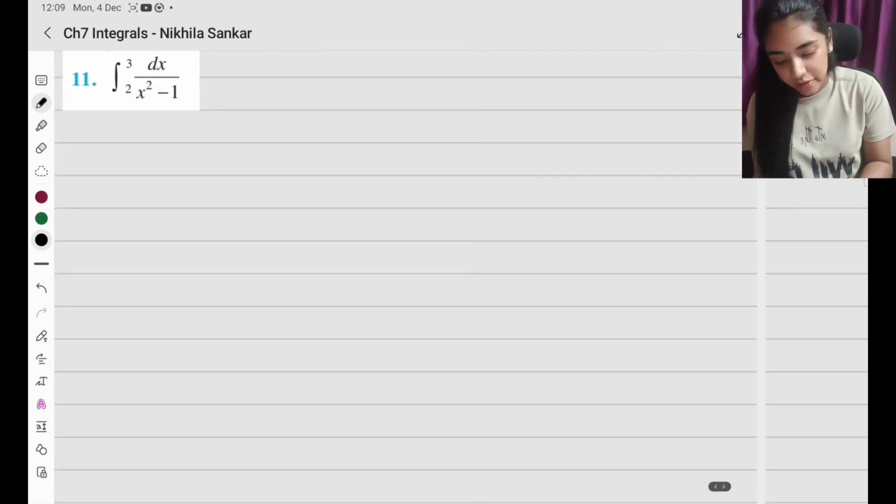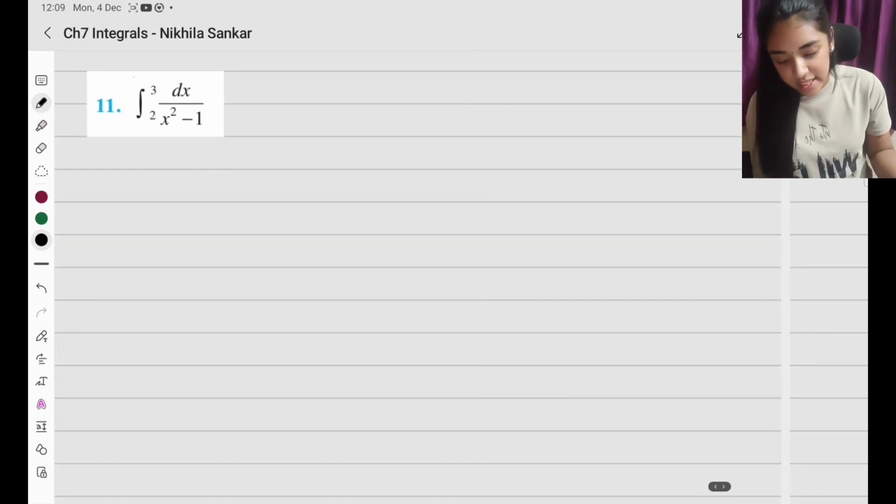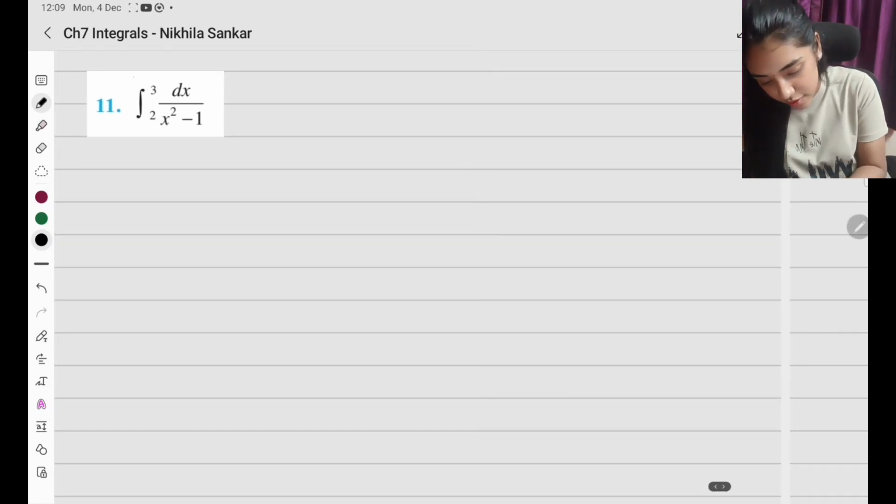Question number 11. So integral 2 to 3 dx divided by x square minus a square. We have seen this form. So you have integral 2 to 3 dx divided by x square minus 1.